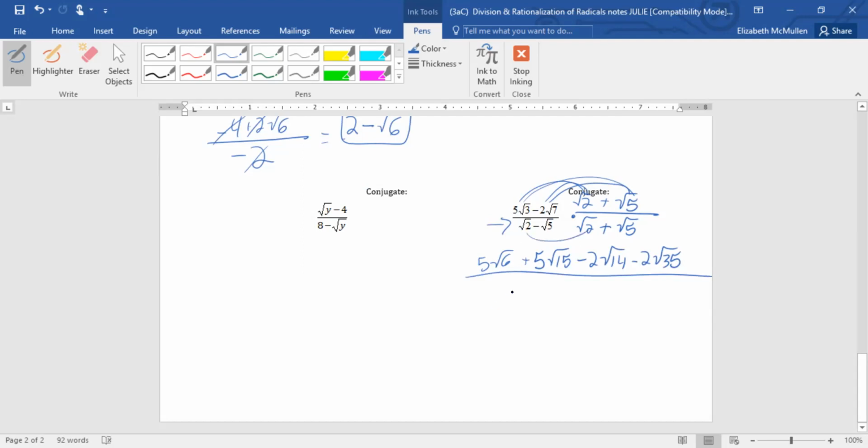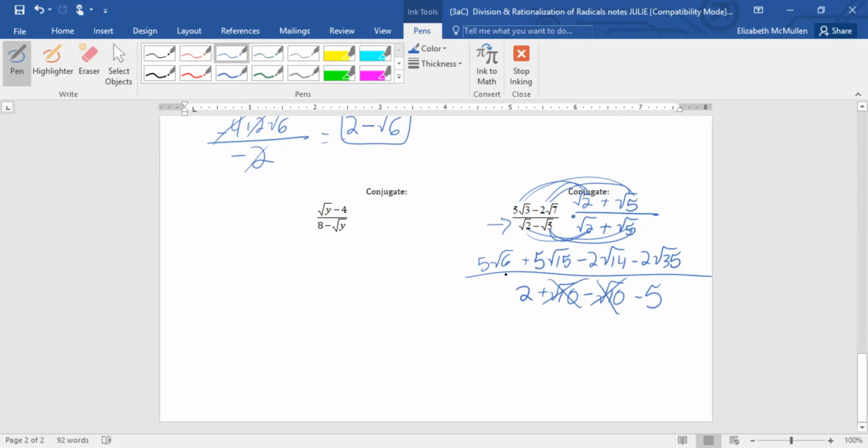First, radical 2 times radical 2 is 2. Outsides becomes plus radical 10. Insides, minus radical 10. And last, minus 5. The radical 10s cancel out.